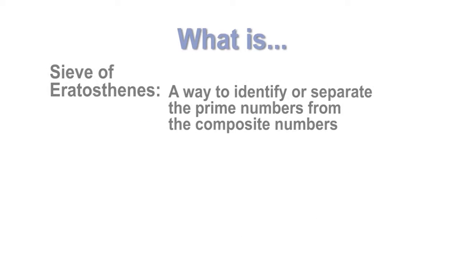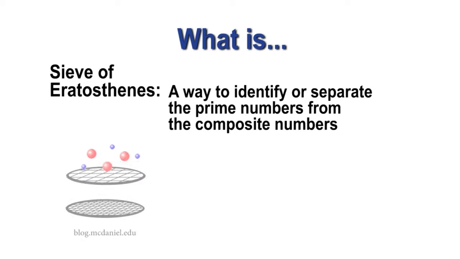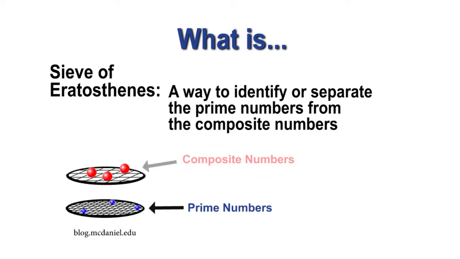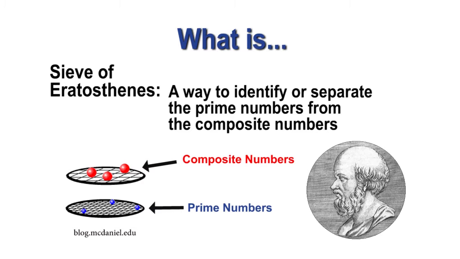Now, what is a sieve of Eratosthenes? A sieve is like a strainer. It is used for separating wanted elements from unwanted elements. In this case, we want to identify or separate the prime numbers from the composite numbers. A Greek mathematician named Eratosthenes is credited with developing an easy way to do this.